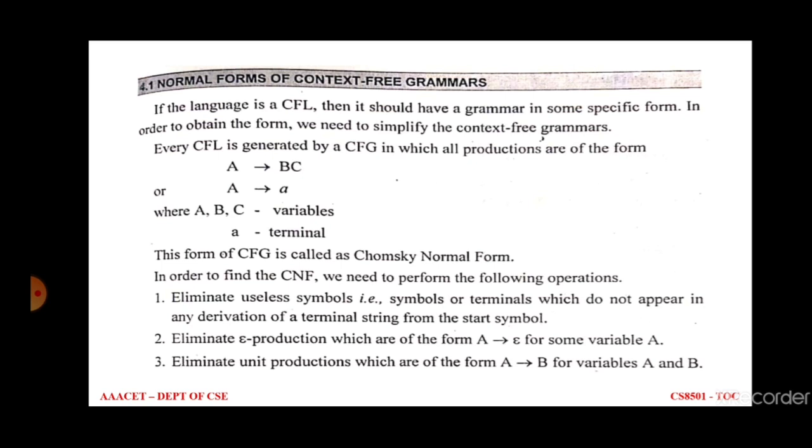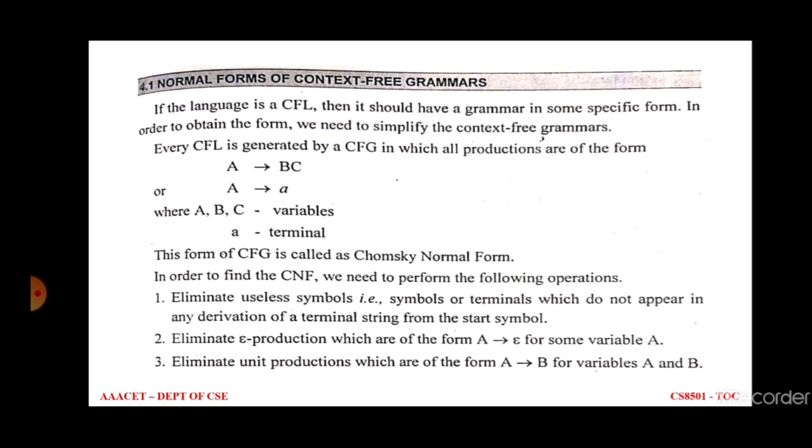Unit productions are in the form of A tends to B, capital A tends to capital B. That means the left hand side of the production has only one non-terminal, and the right hand side of the production has only one non-terminal. This type of production is known as unit production. So we have to eliminate useless symbols, epsilon productions and unit productions to simplify the given grammar to obtain the CNF form, that is Chomsky normal form.